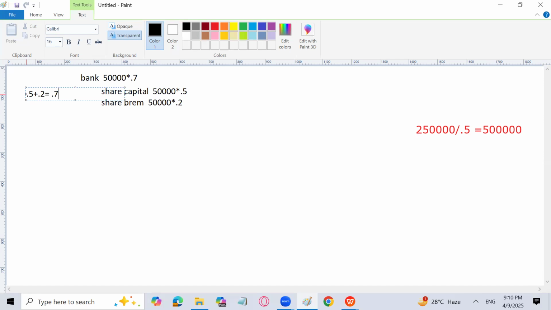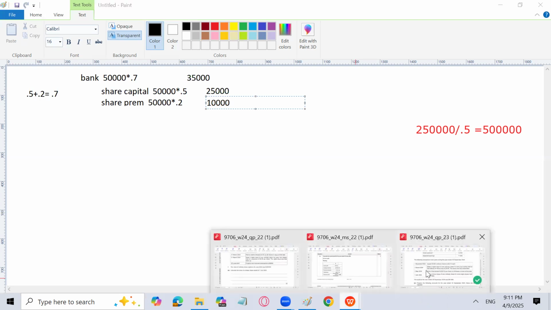So 50,000 into 0.7. If you can use the calculator with me, it will be very helpful for you also. 50,000 into 0.7 becomes 35,000. Share capital is always written with face value everywhere, so that will be 50,000 into 0.5, that is 25,000. And 50,000 into 0.2 is the share premium, and that is 10,000. So we are done with the first entry.